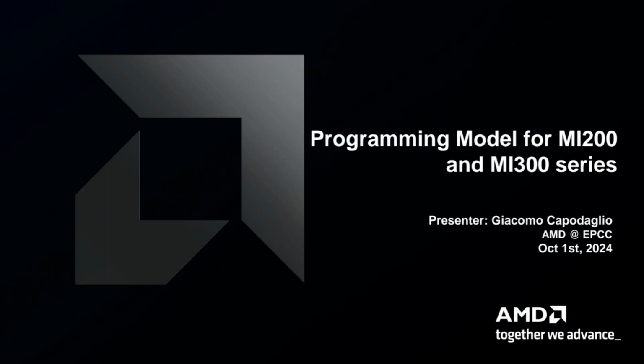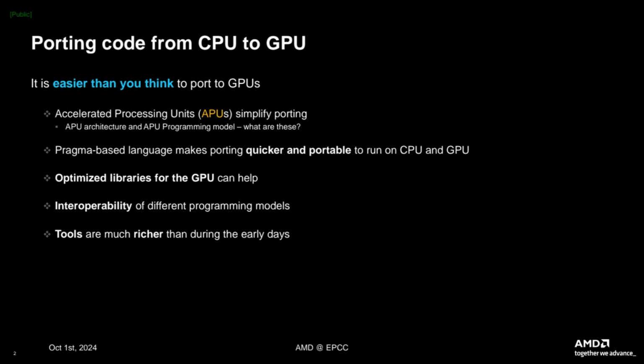Okay, so let's dive into the first topic of this training, which is the programming model for MI200 and MI300 series GPUs. Unlike what some people might think, it's now easier to port code from CPU to GPU. And it's not always been this easy, as I'm sure a lot of people are aware of. But luckily, nowadays, we have several tools that we can leverage to make this process easier. Not already easy, but easier.